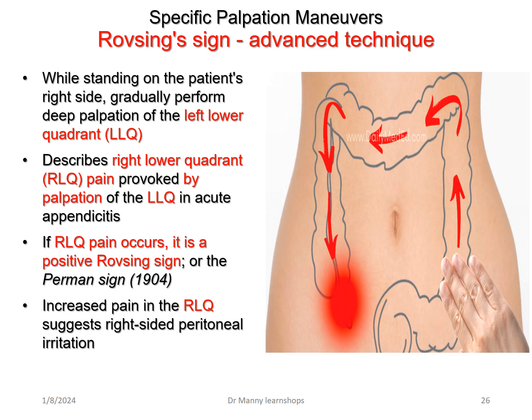If the right lower quadrant pain does occur, it's a positive Rovsing sign, sometimes referred to as Perman's sign, which was identified in 1904. Now, increased pain in the right lower quadrant suggests right-sided peritoneal irritation, and this can be a positive indicator of appendicitis.